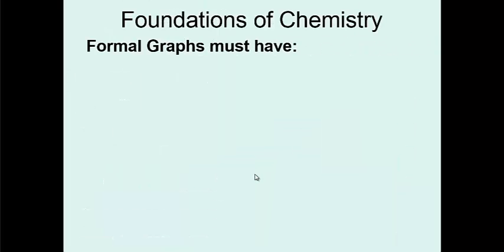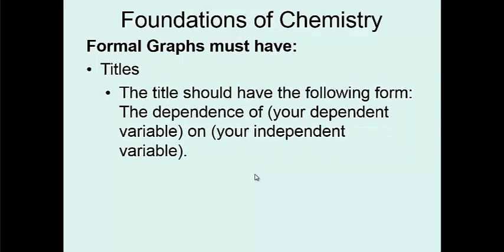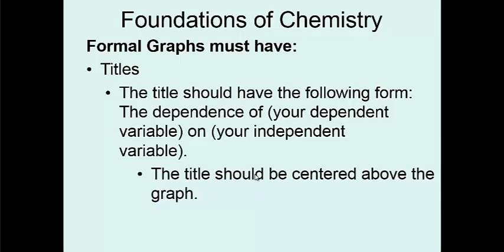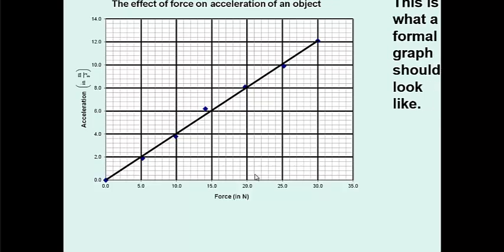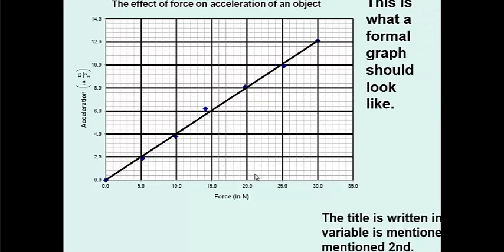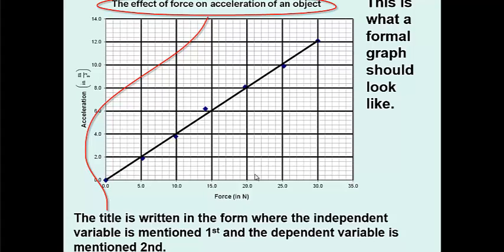Okay? All right. So formal graphs must have titles. The title should have the following form. We just talked about this. The dependence of your dependent variable on your independent variable. Okay? The title should be centered above the graph. So just like we see it there. This is what the formal graph should look like. This is the title written in the form where the independent variable is mentioned first and the dependent variable is mentioned second. Okay, so that's where you're going to put it. That's the way it looks in general.